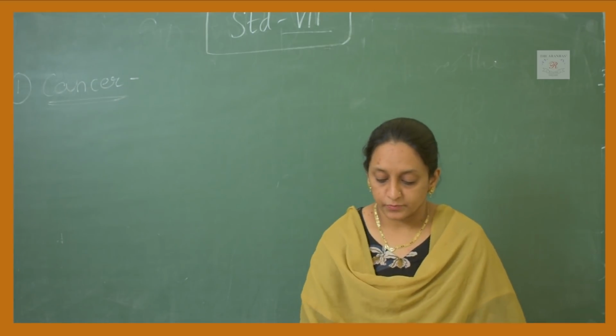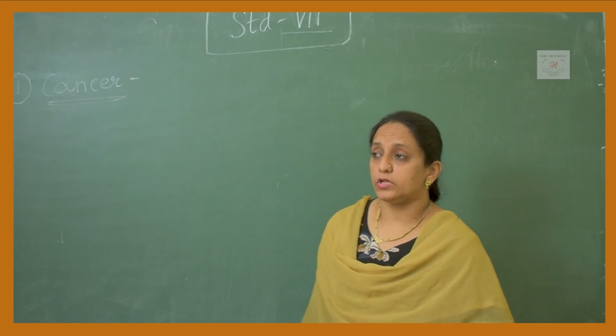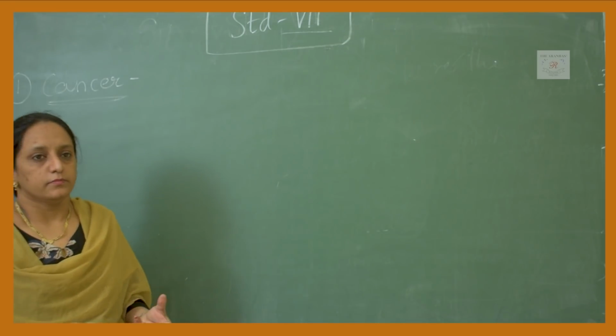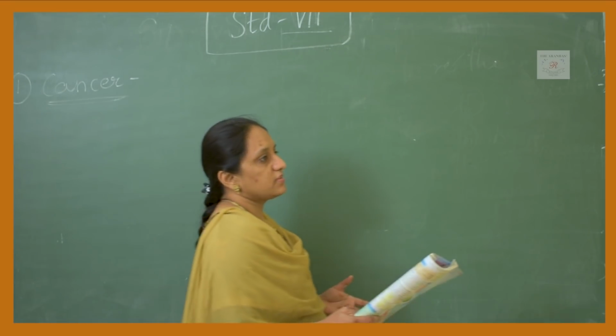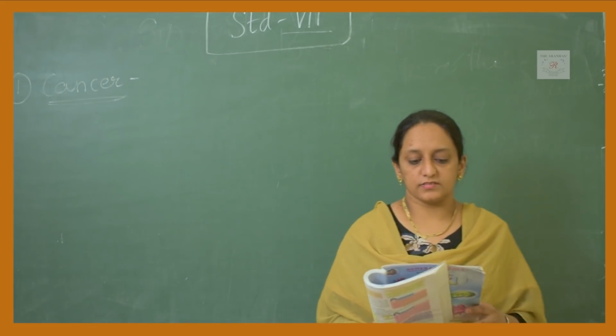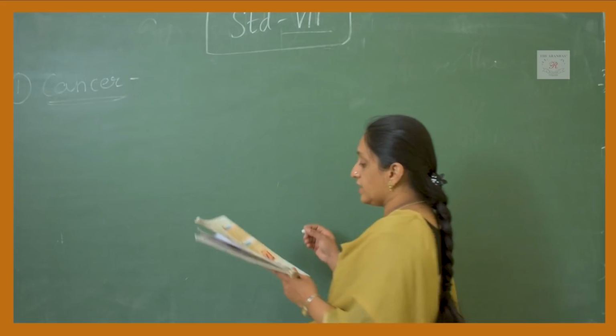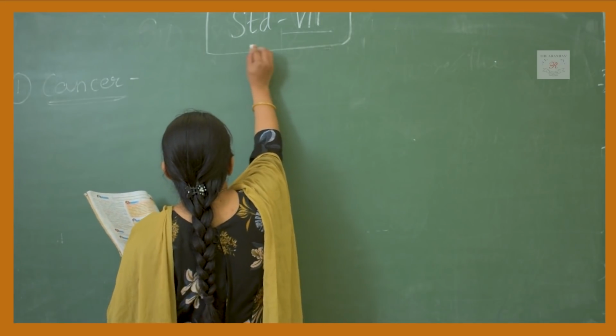Cancer में क्या होता है? Uncontrolled मतलब control नहीं होता है. Abnormal, it is not normal. Cell growth in our body. We are having many cells. Our body is made up of many cells. So there is uncontrolled and abnormal cell growth in our body, that is called cancer disease.